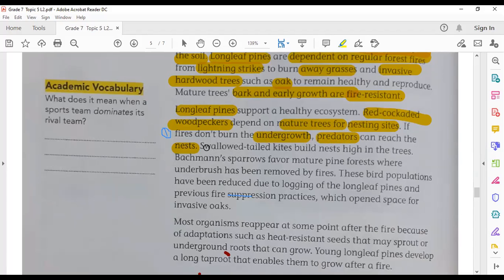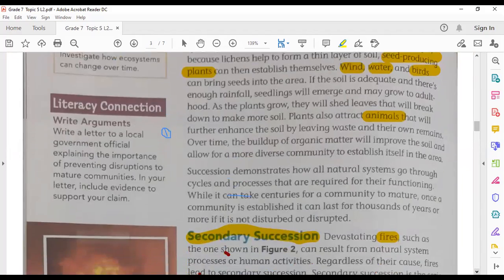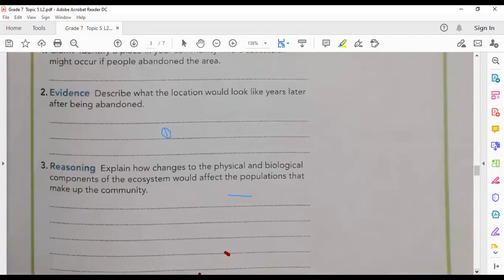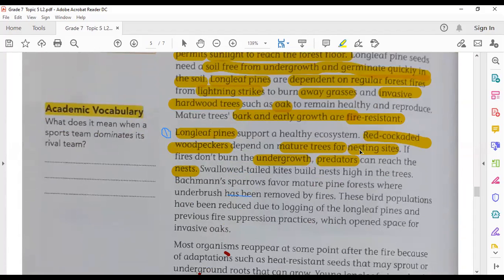Swallow-tailed kites build nests high in the trees also. And Bachman's sparrow favors mature pine forest where underbrush has been removed. So, in general, the longleaf pine supports the ecosystem, because other organisms like bears depend on these trees to build their nests.